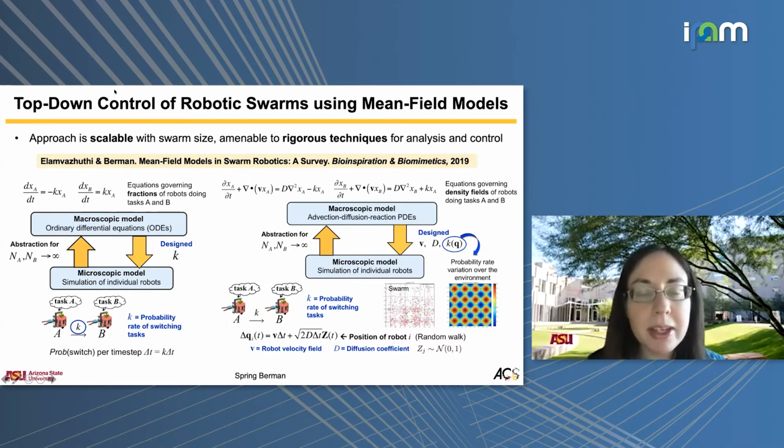And so we can use this approach. Some advantages are that it's scalable with the number of robots, because you're using a model of the collective as a continuum. And so that's independent of the number of robots. Although the variability of the swarm behavior around the expected behavior is going to depend on the number of robots. But in any case, the mean field model is amenable to lots of rigorous techniques for analysis and control.